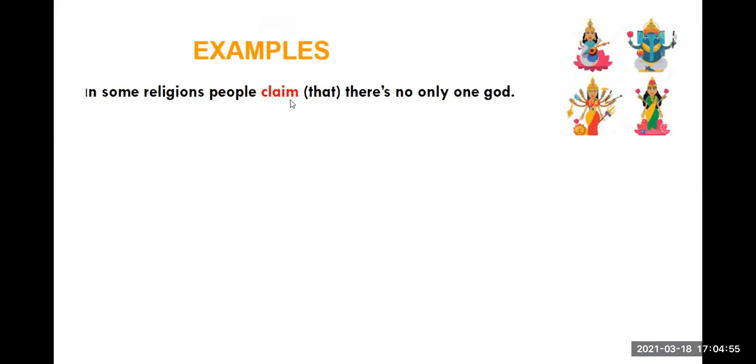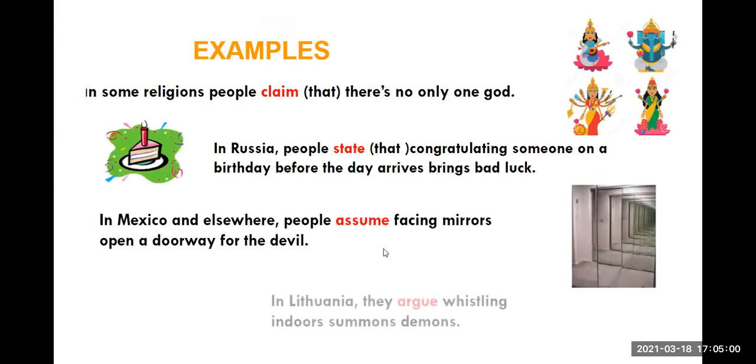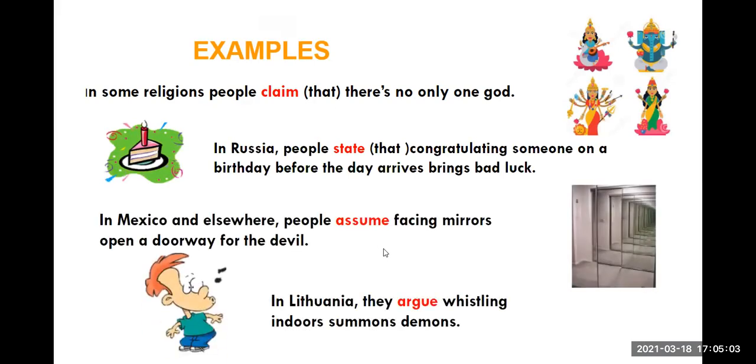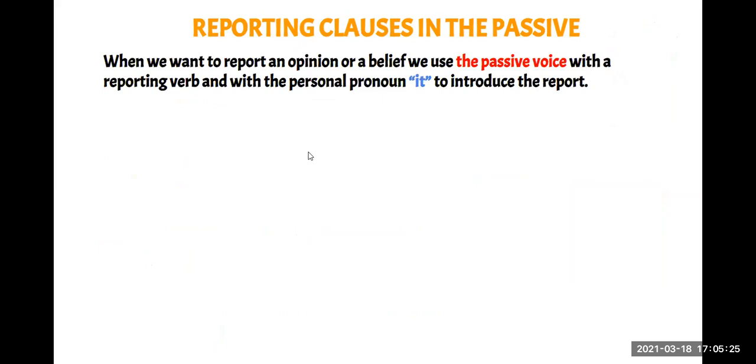In some religions, people claim there is no only one God. So here we have the examples of the reporting clauses. Now we are going to say these reporting clauses, but in the passive voice, okay? So pay attention. When we are using these clauses in the passive voice, we need to start the passive voice with it, okay? So it says, when we want to report an opinion or a belief, we use the passive voice with a reporting verb, okay?